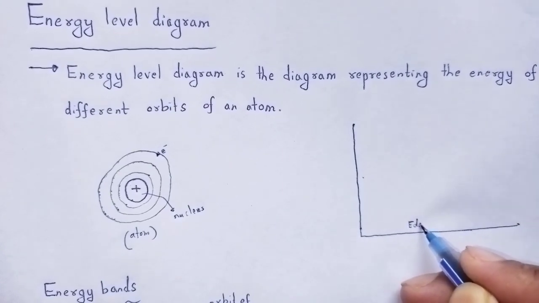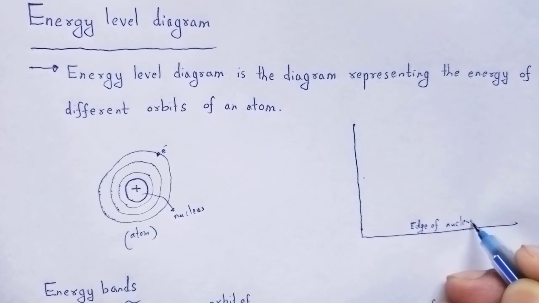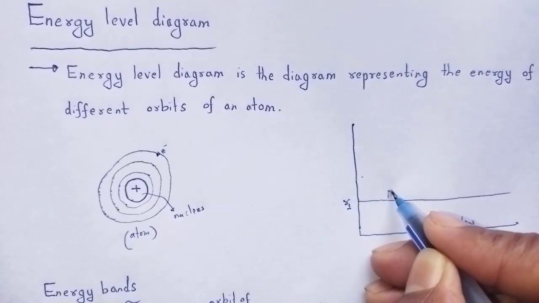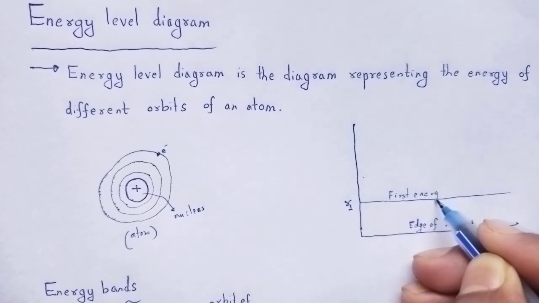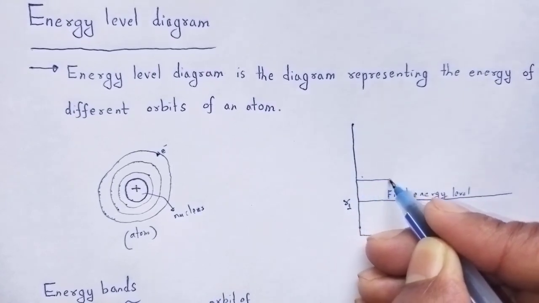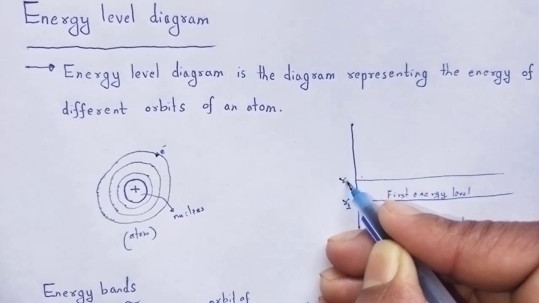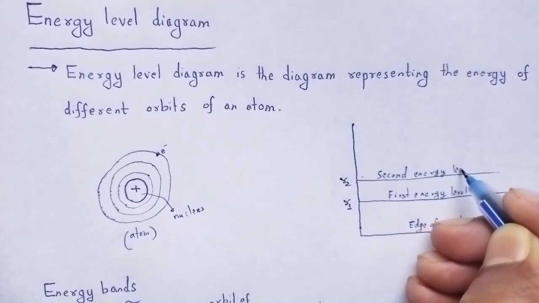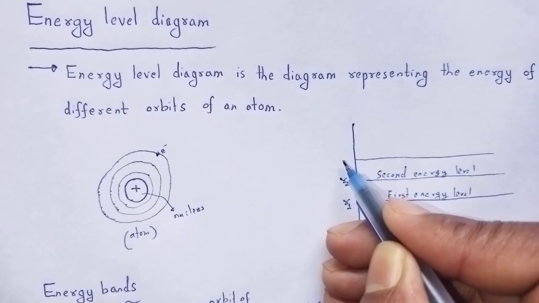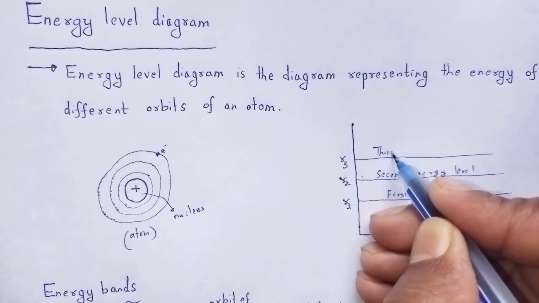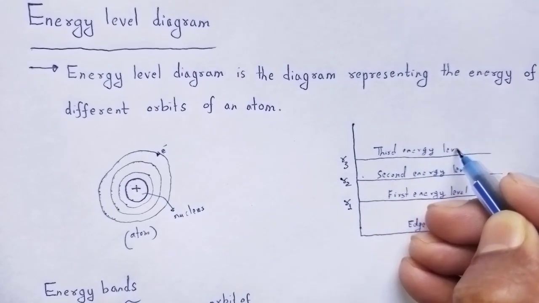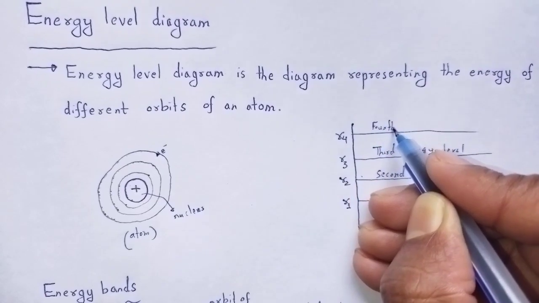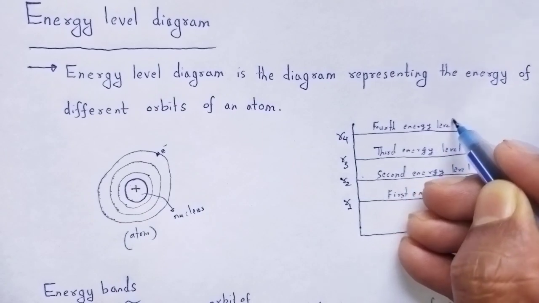That is the edge of the nucleus. At radius r1 is the first energy level, at radius r2 we have the second energy level, radius r3, third energy level, radius r4, fourth energy level, and so on.